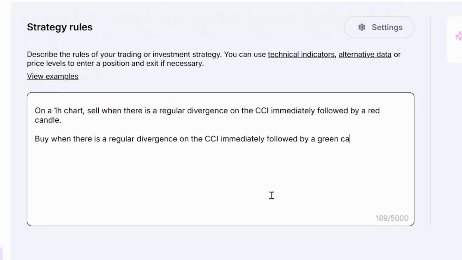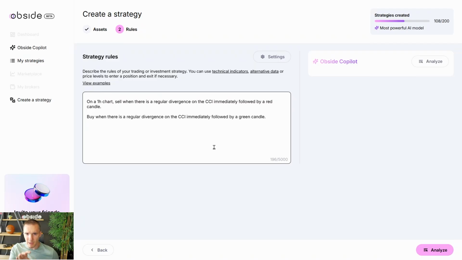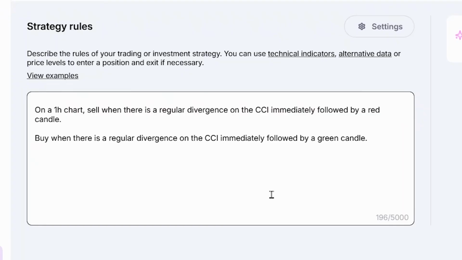by a green candle. So this is our entry rule. For the stop loss placement, we'll say stop loss on the high or low of the candle that has the divergence, and we will test reward to risk ratio of 2R. So I'll just say TP at 2R.